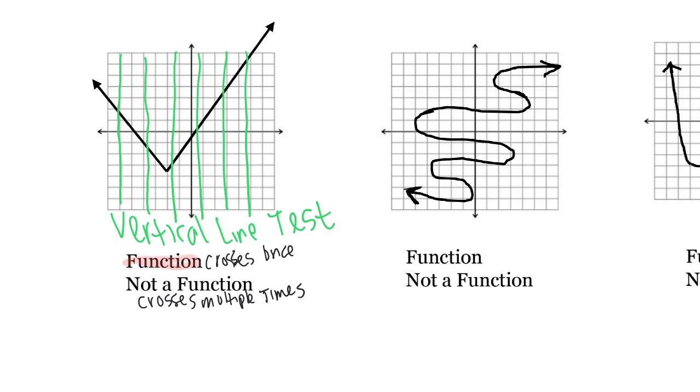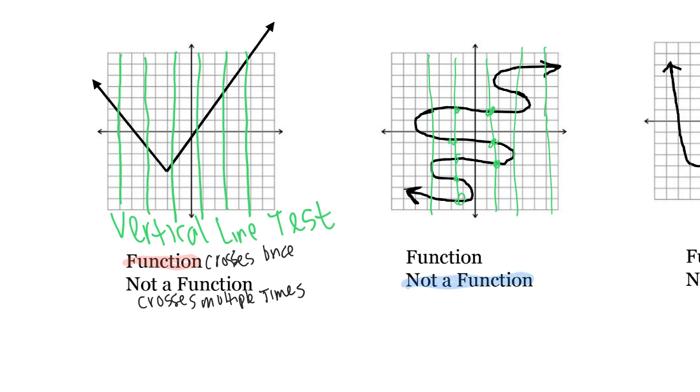Whereas if I look at this next example and draw vertical lines, look, it crosses a whole bunch. Crosses once, twice, 3 times. This one crosses 1, 2, 3, 4, 5 times. So it crosses multiple times. Even though in one place it might only cross once, in other places it crosses a whole bunch. So then it's not a function.